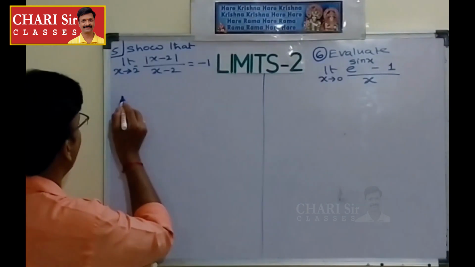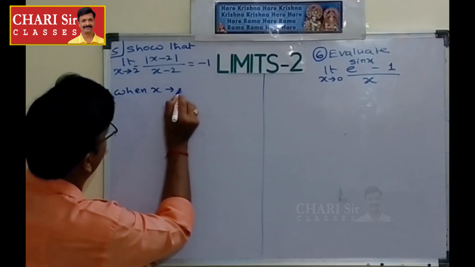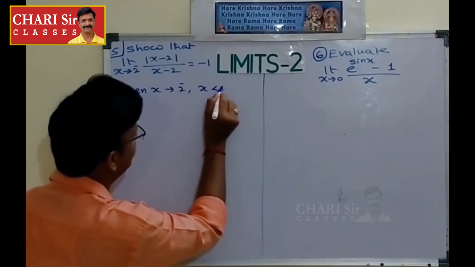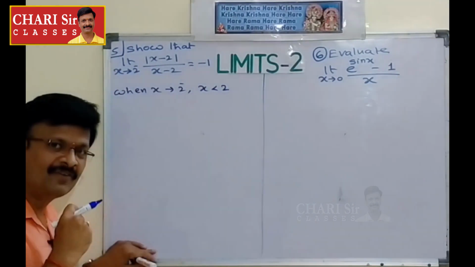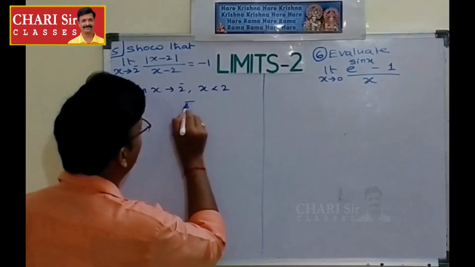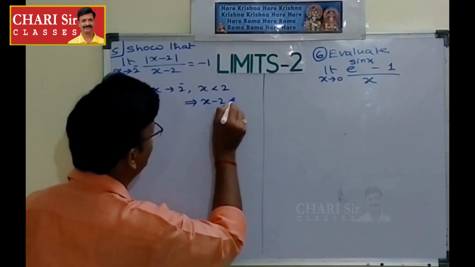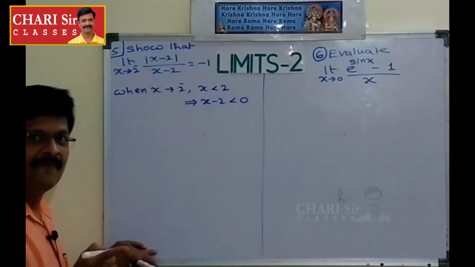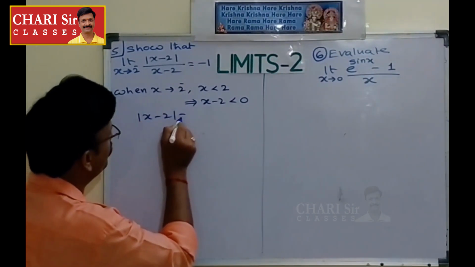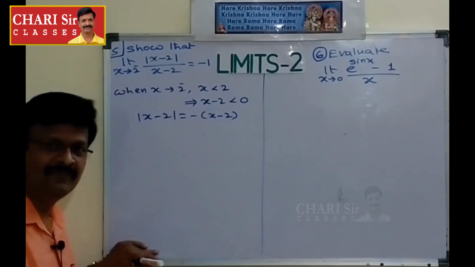So when x tends to 2 minus, we can understand that x is less than 2. X is approaching from the left hand side means x value is less than 2. And also we can write from this x minus 2 is less than 0. When x minus 2 is less than 0, modulus of x minus 2 is equal to minus of (x minus 2) according to the modulus definition.